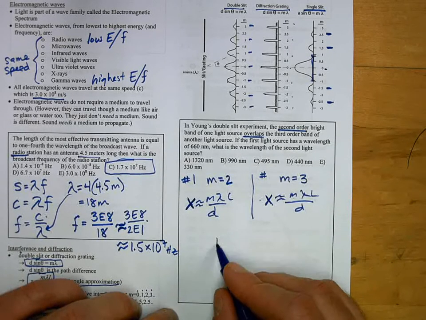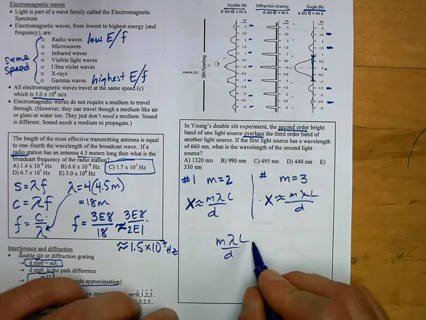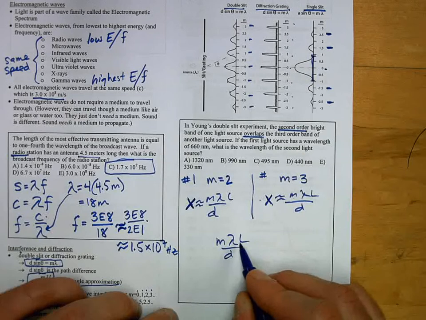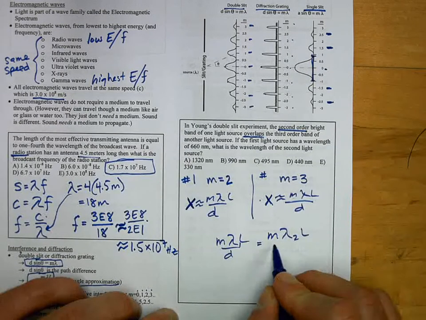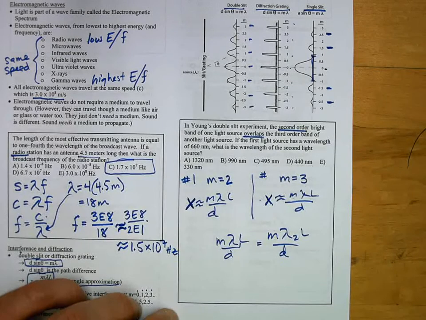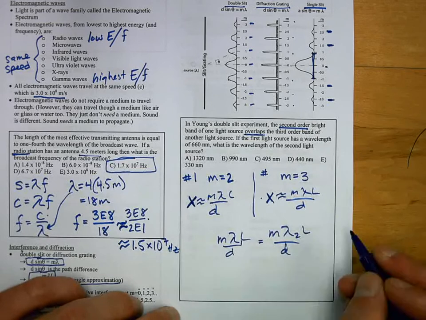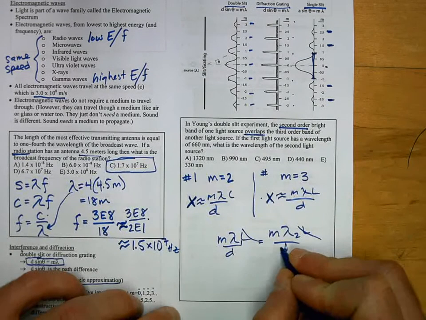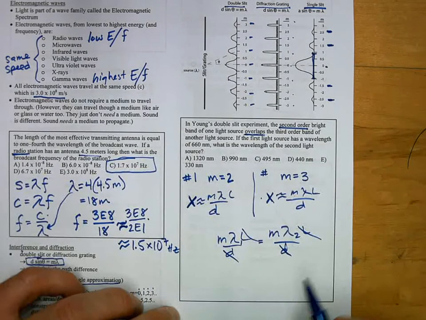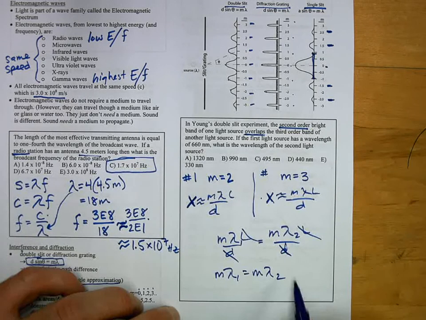So m lambda 1 L over d equals m lambda 2 L over d. Now we're using the same screen, so L is the same. We're using the same slit, so d is the same. Those cancel. So I end up with just m lambda 1 equals m lambda 2.